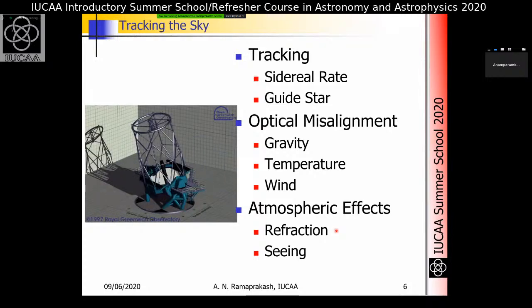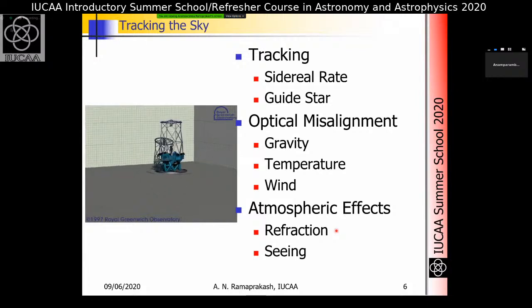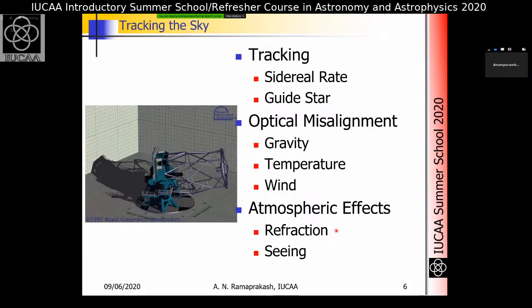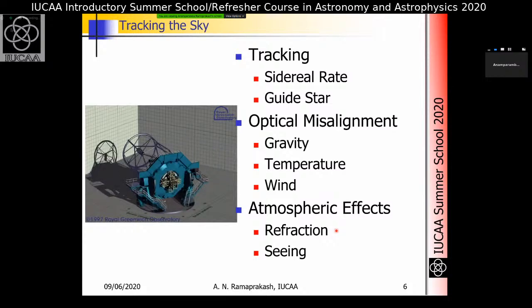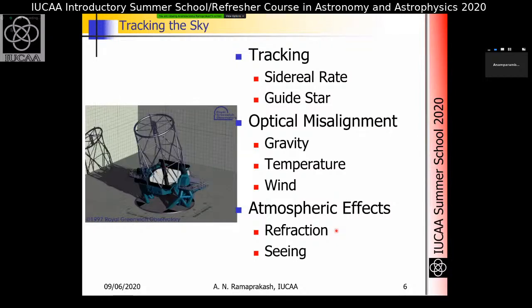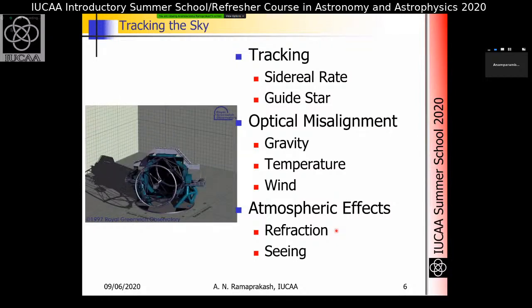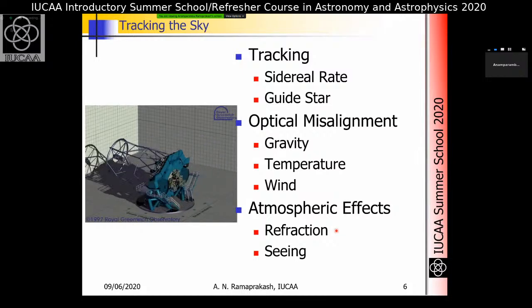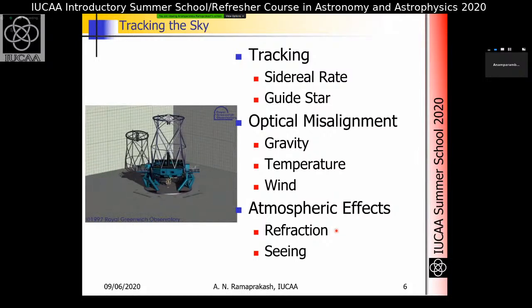Light will bend as it passes through the atmosphere. This is well known. That refraction causes the apparent location of objects in the sky to be different from their actual location, and the tracking of the telescope has to correct for this effect. So that is the effect of refraction, and that's well known, well understood, and relatively easy to correct for.